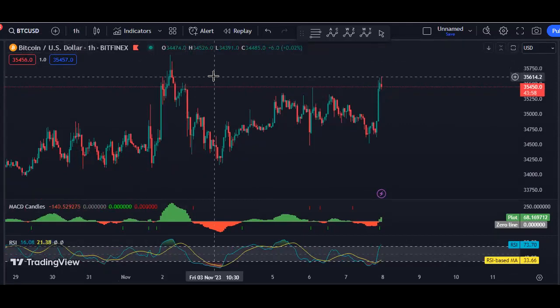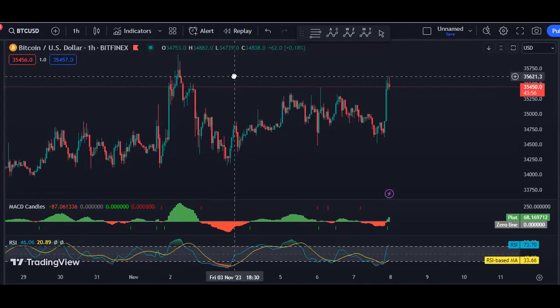The only thing is we have to manage our trades. In this case, we just follow the chart. If I see any update, I will share. Thanks.